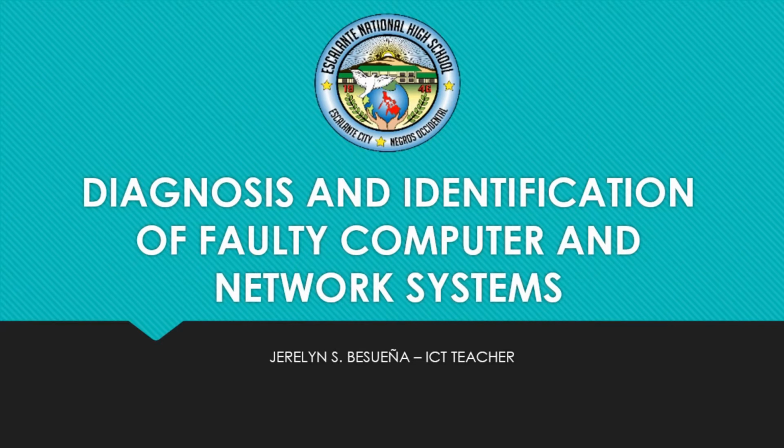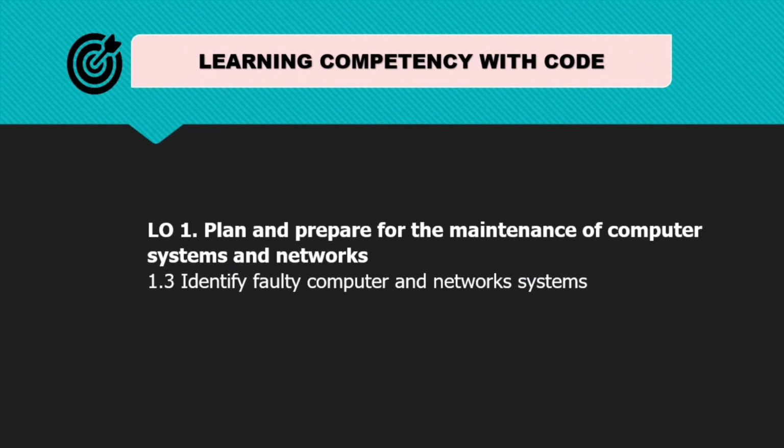For the second week of the third quarter, your topic in CSS is about diagnosis and identification of faulty computer and network systems. Your learning competency this week is plan and prepare for maintenance of computer systems and networks, specifically identify faulty computer and network systems.